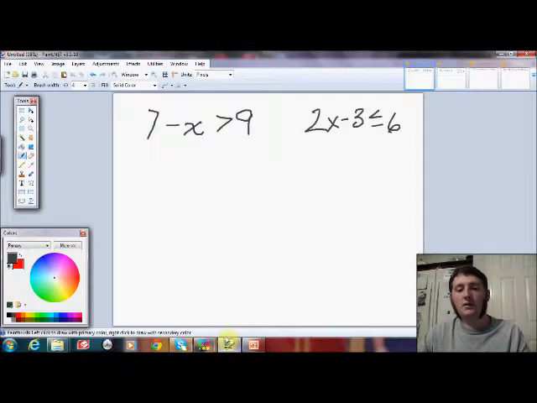So let's put these properties of inequality into effect here. Let's work these problems. Well, we would subtract 7 on both sides, and 9 minus 7 is 2. And we want x by itself, so we can change the signs on both sides using the opposites property, but that forces us to reverse the inequality.